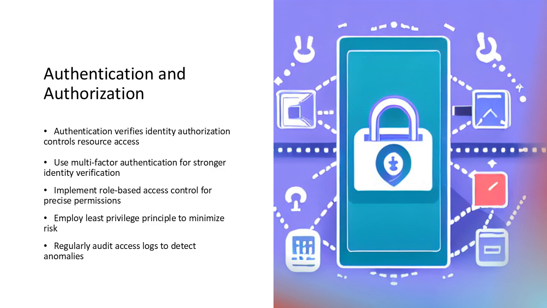Authentication and authorization. Authentication verifies identity. Authorization controls resource access. Use multi-factor authentication for stronger identity verification. Implement role-based access control for precise permissions. Employ least privilege principle to minimize risk. Regularly audit access logs to detect anomalies. Here's a simple and clear explanation.